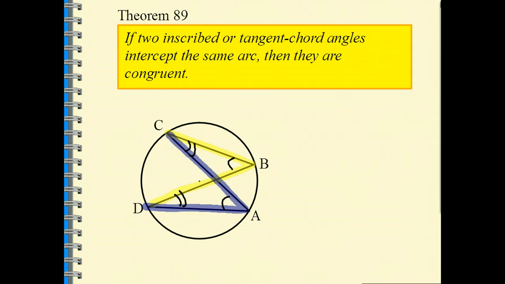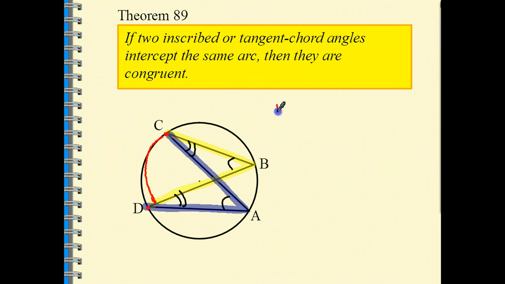So to start things off, let's take a look at Theorem 89. Theorem 89 states if two inscribed or tangent chord angles intercept the same arc, then they are congruent. All right, so what this means is we have this yellow angle here, CBD, and we also have a blue angle, CAD. And if you notice, they both intercept the circle at this arc, CD. Okay, now that arc is the same for both of them.